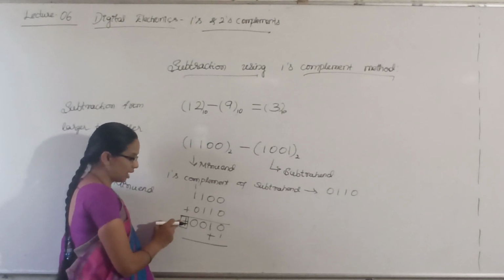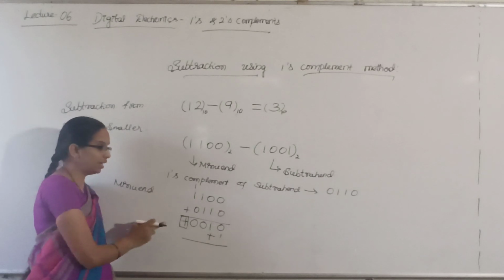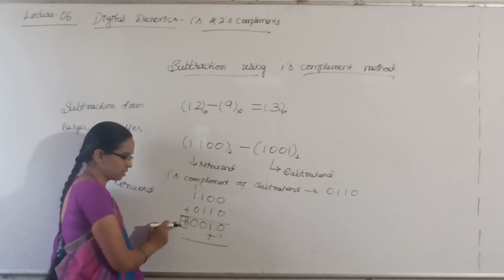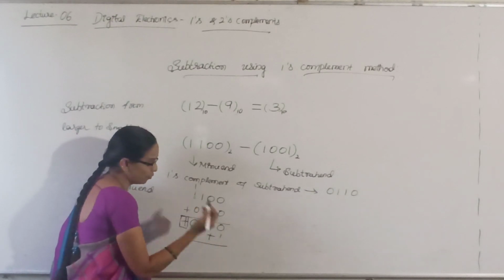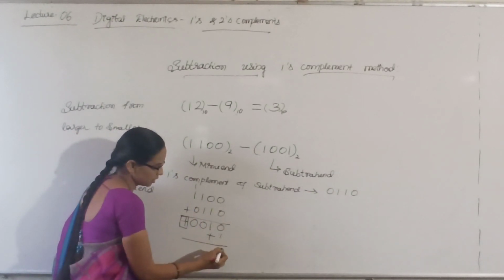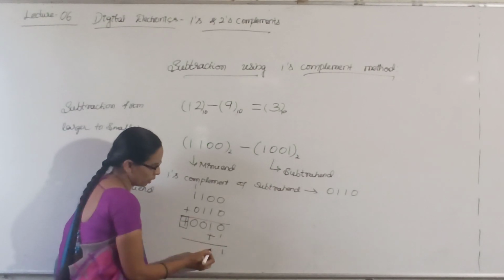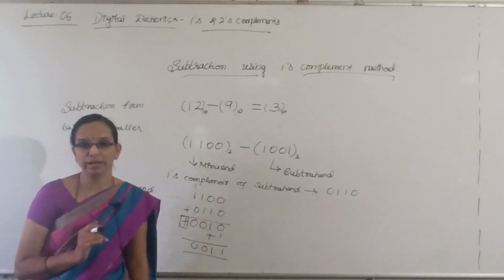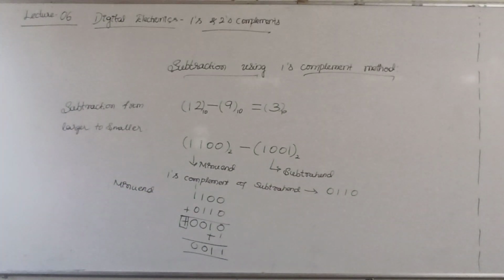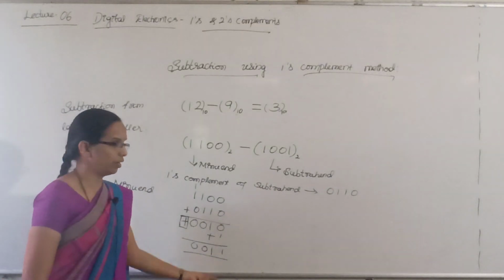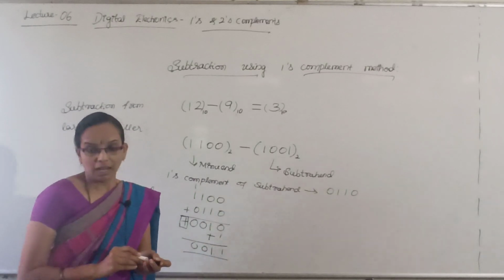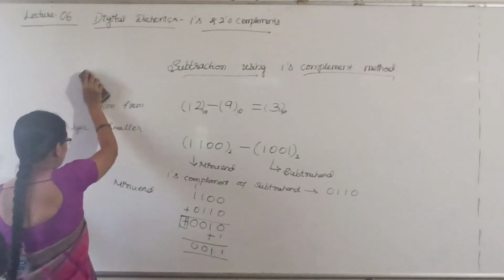You will always expect a carry in the last bit, and that we will discard and add one more to the result, that is 0 plus 1 is 1, 1 0 0. The answer is 0 0 1 1. That is 12 minus 9 gives us 3. The binary equivalent of decimal 3 can be written as 0 0 1 1. Okay, I will do one more problem so that you will understand.